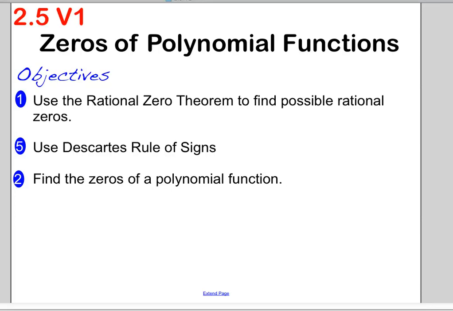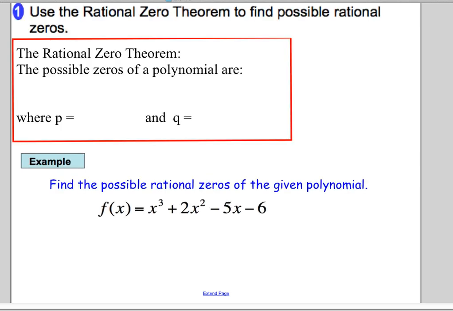Section 2.5, and it's the first video in this section. Today we're going to be covering the zeros of polynomial functions. The goal of this video is to solve polynomial functions when we're not given any zeros and the polynomial doesn't factor. We're going to have a three-step process to do this.